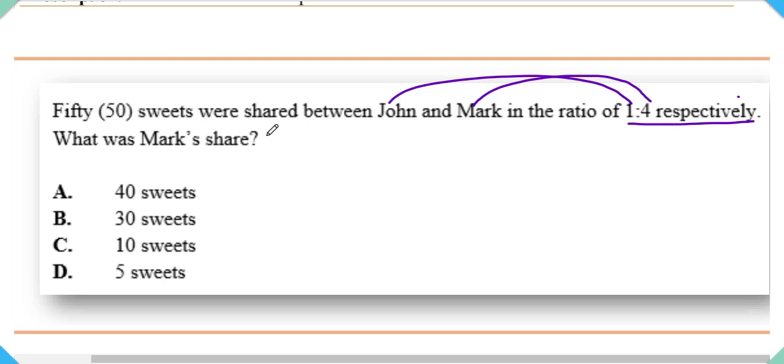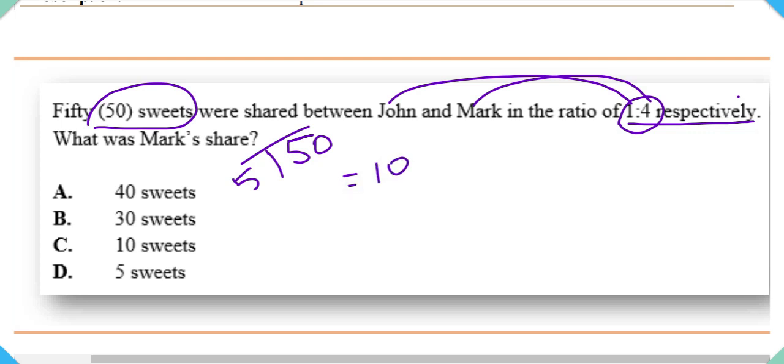So the question, what was Mark's share? The easiest way that we can solve this problem is to divide the total number of sweets in the set by the total number of portions. So we have 5 portions. John gets 1, Mark gets 4. So there are 5 portions in all, 5 equal portions. So the easiest way, the fastest way is to divide the 50 by 5, and the answer to this is 10.